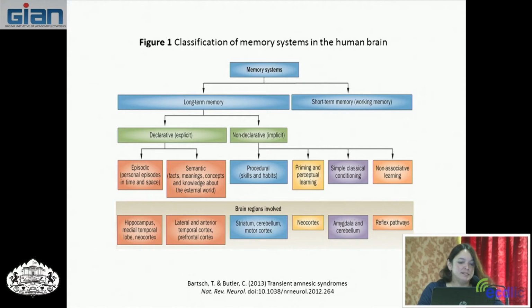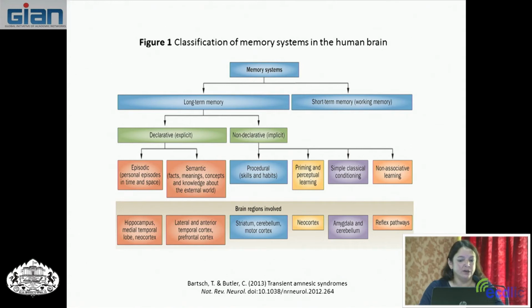So episodic memories, which are declarative, include personal episodes in time or space, things that happen to us, the recalling of memories. Then there are semantic memories, which are facts, meanings, concepts, and knowledge about the external world. These types of memories are thought to be related to the hippocampus, the medial temporal lobe, and the neocortex. The neocortex is the cerebrum, the new part of the brain that we use, new compared to evolution throughout history, compared to different types of animals. Semantic memories are thought to be in the lateral and anterior temporal cortex, and also in the prefrontal cortex.